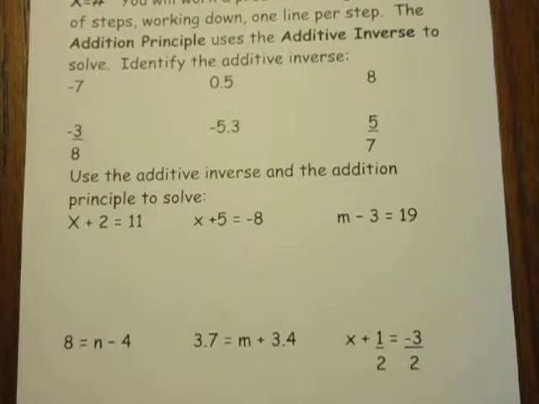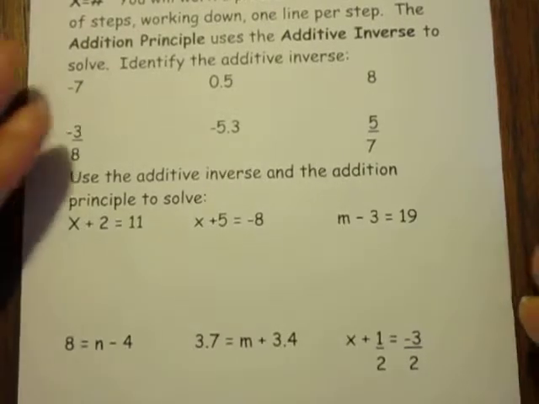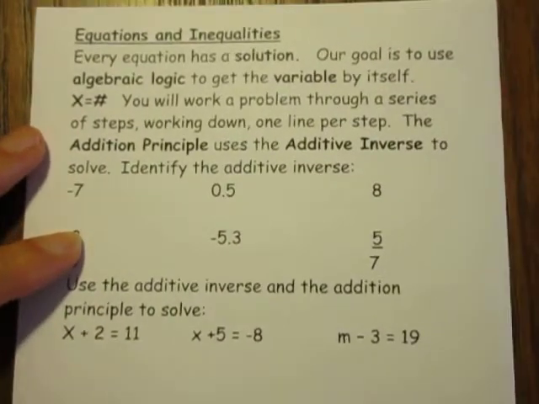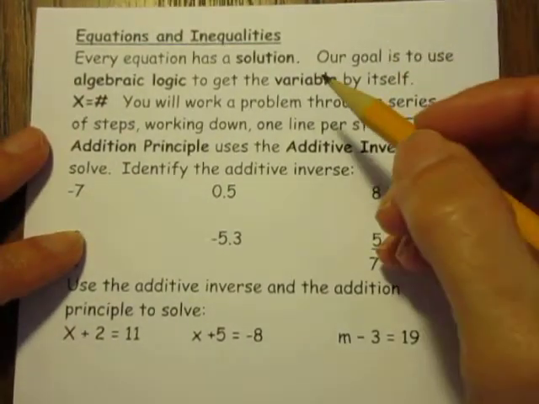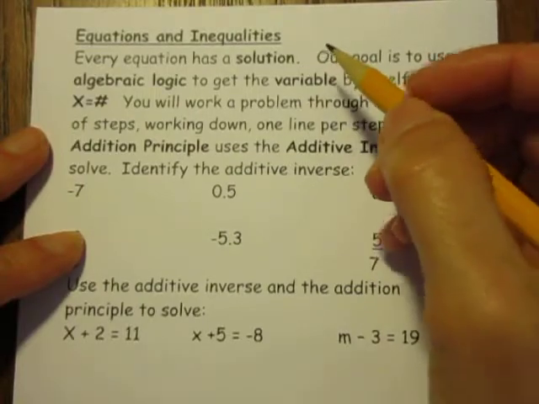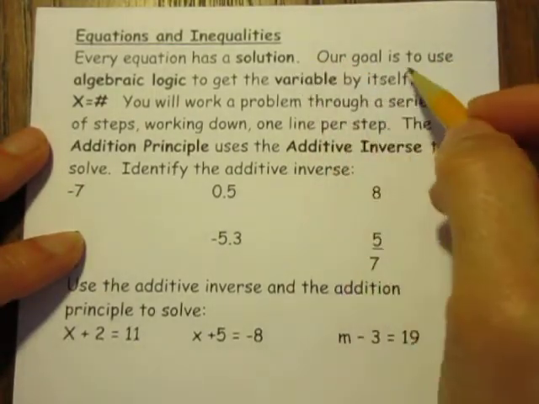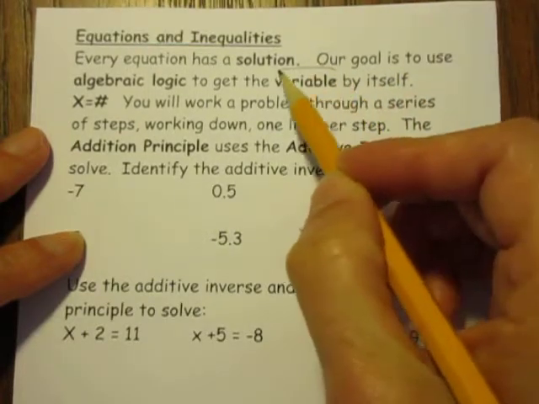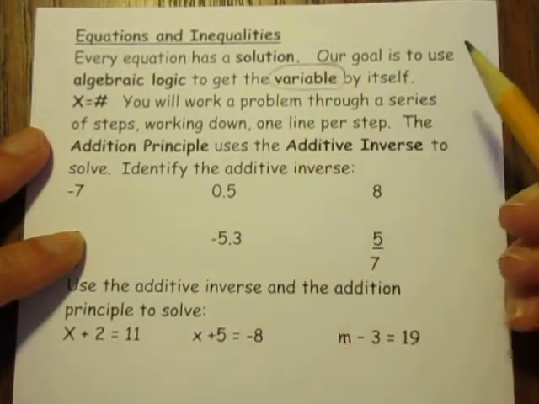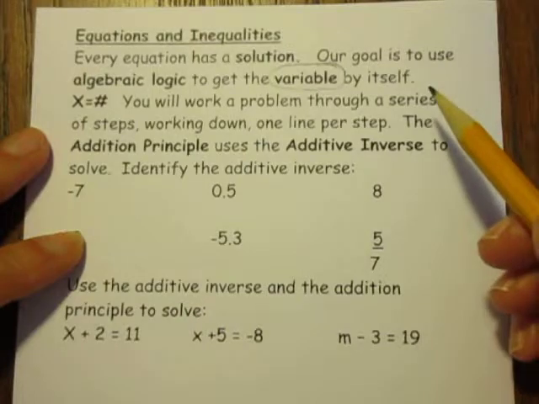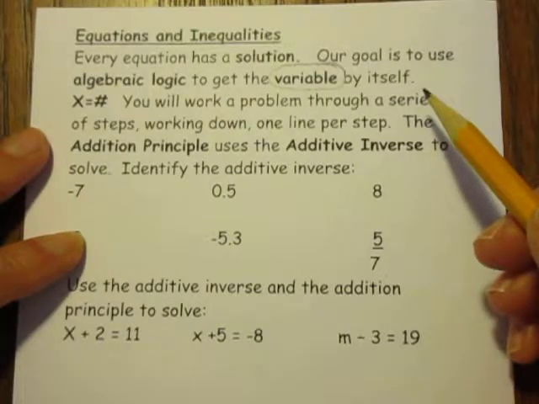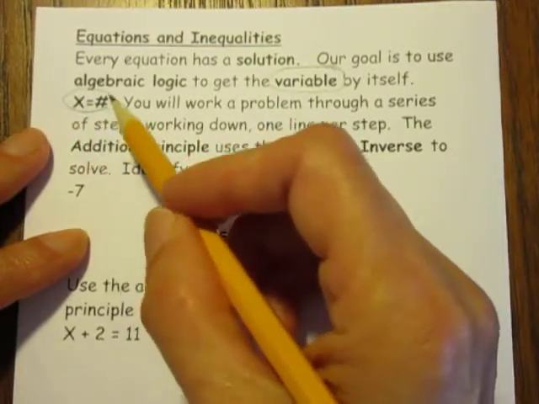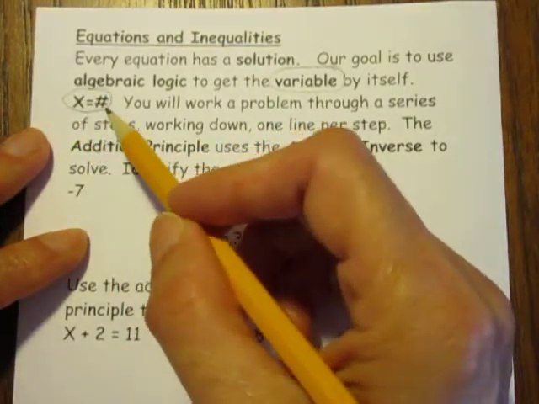When we're dealing with equations and inequalities, what I want you to think about in applying algebra is that you need to recognize that every equation has a solution, and your goal is to use algebra logic to solve for that variable, or get that variable by itself. The variable is that letter in the equation, and it just represents some unknown number that we are solving for. So your last step should look like this: the variable, whatever it is, equal to some number.